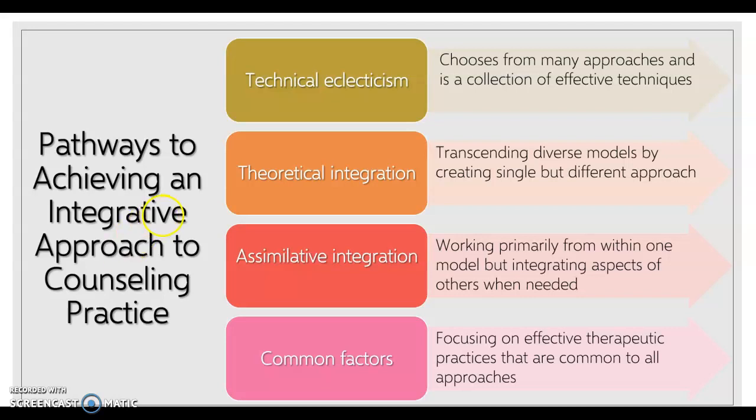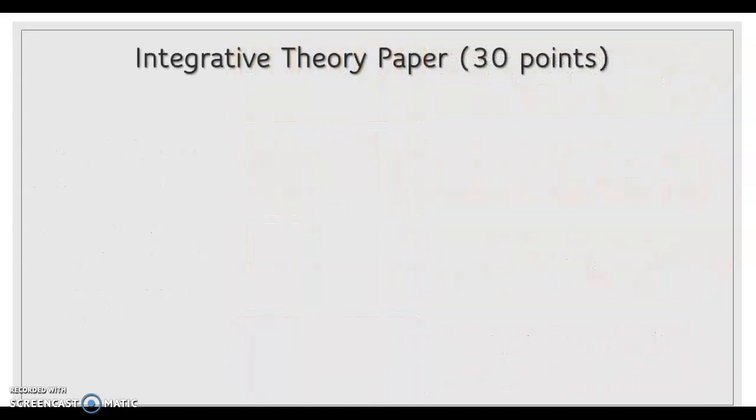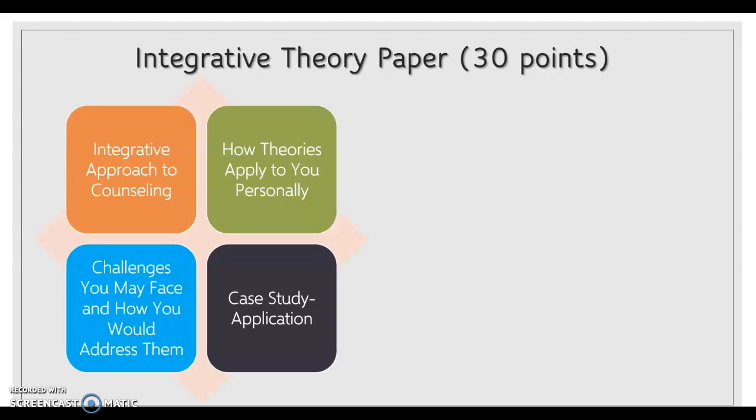All right. So with this idea, let's look at what your final paper is going to be. So it's going to be for 30 points, right? There are 4 parts to the paper. What I'm looking at is the first integrative approach to counseling, and then how theories apply to you, the challenges you would face, and I want to see how you can actually apply that in a given case situation.